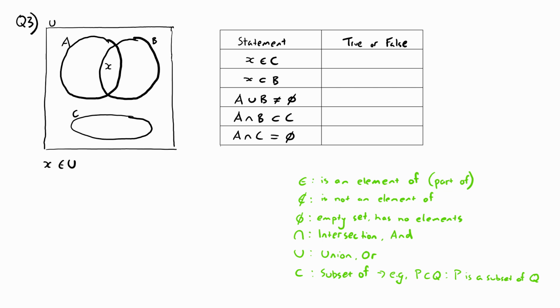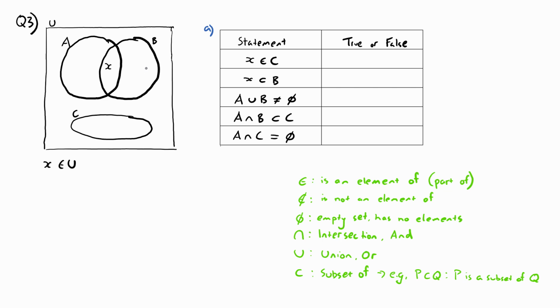Question 3, Part A. We are given a table here with 5 statements in this first column, and we need to indicate whether these statements are true or false in reference to the Venn diagram that we're given in the question, which I've drawn out here on the left. So let's just have a look at this Venn diagram for a second.